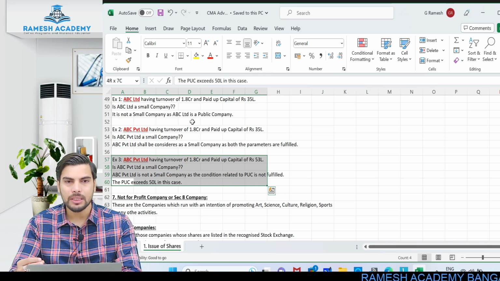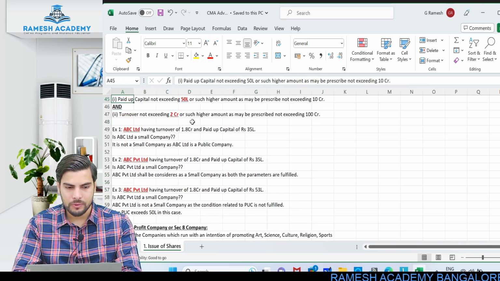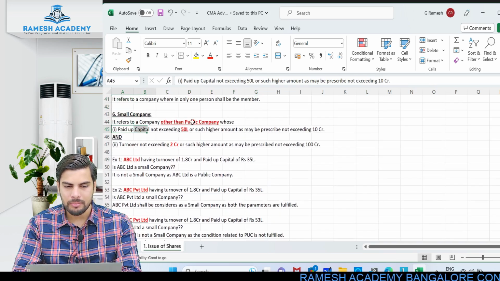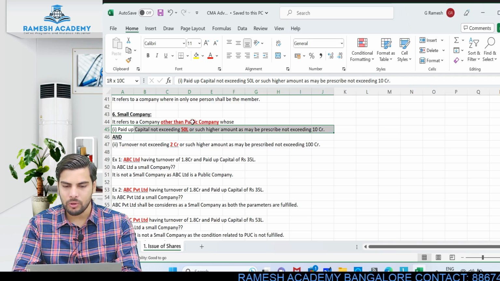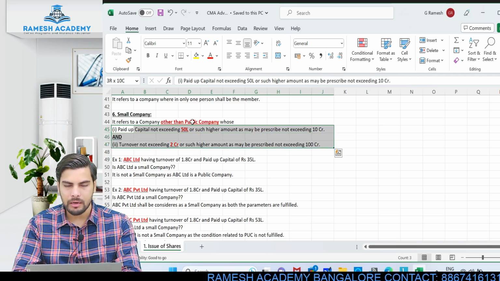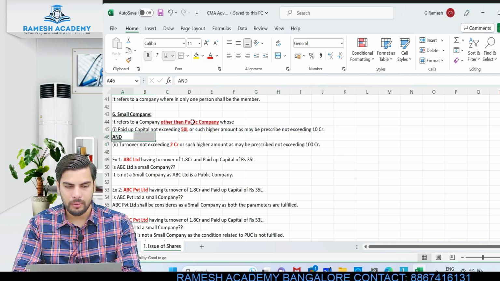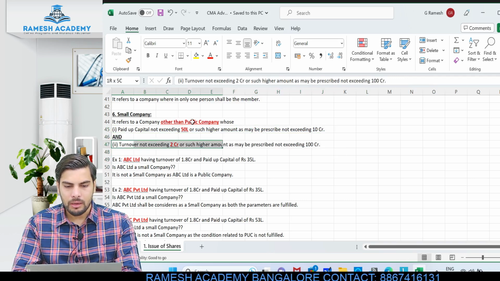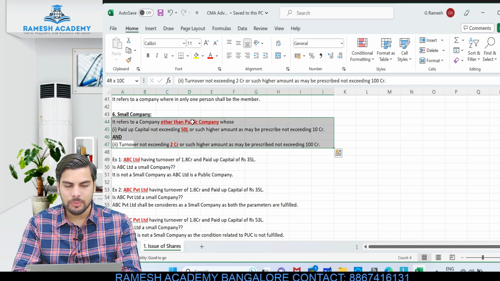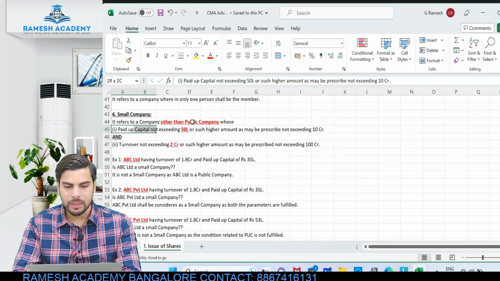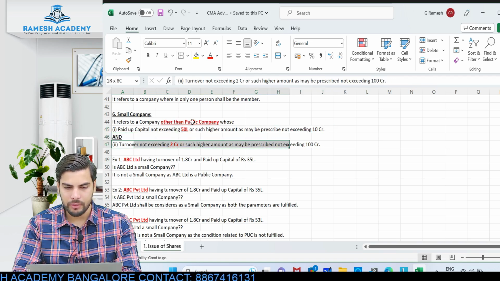Okay, and can these limits be extended? Yes, of course. These limits can be extended by the law, but making sure that the maximum can be only 10 crore pertaining to paid up capital and 100 crore pertaining to turnover. So whenever the Companies Act wants to amend these limits, it can still do so, but the paid up share capital should not exceed 10 crore and turnover should not exceed 100 crore.